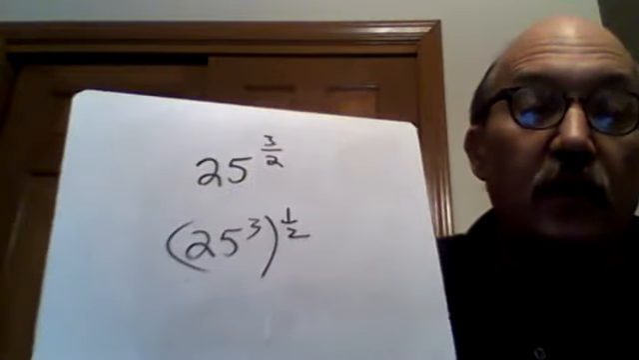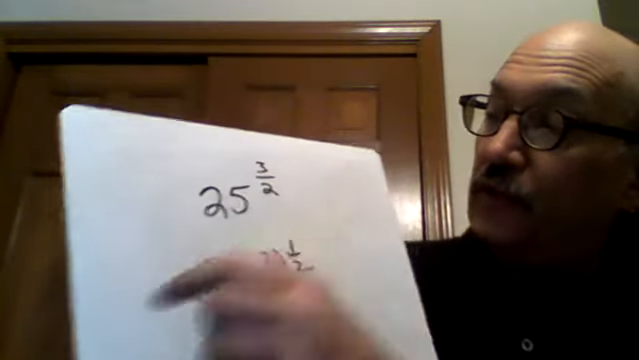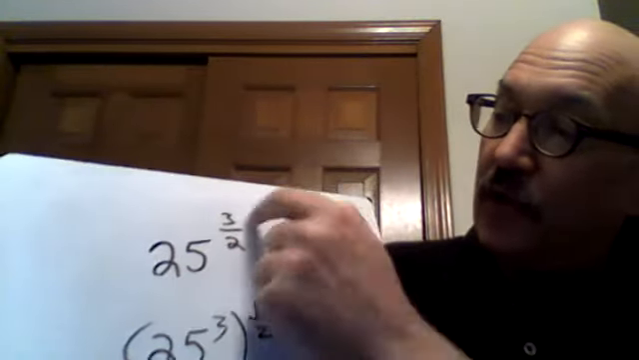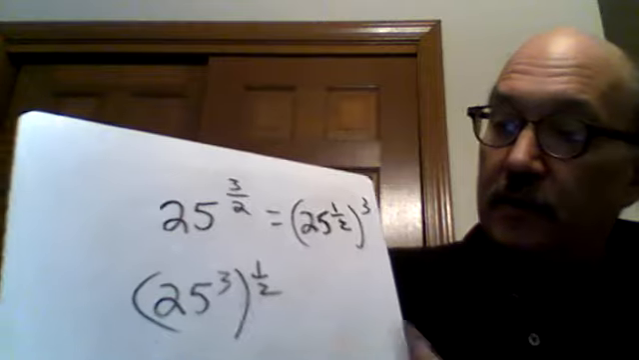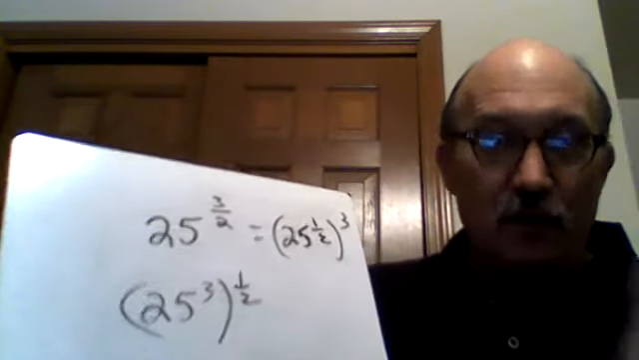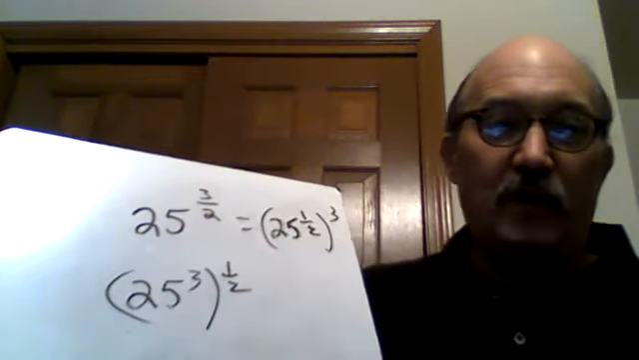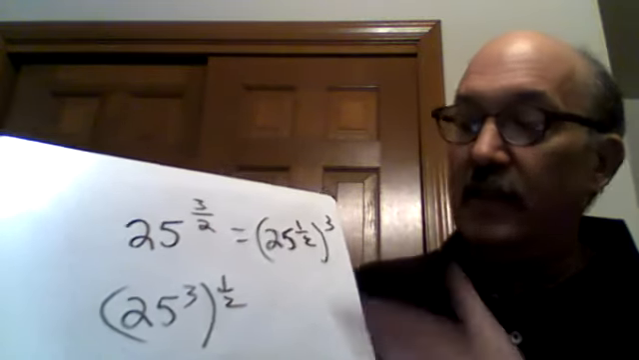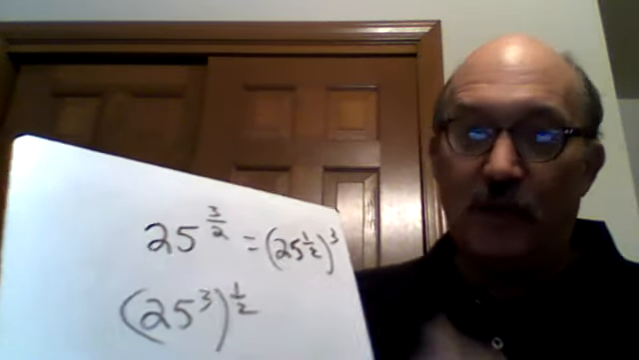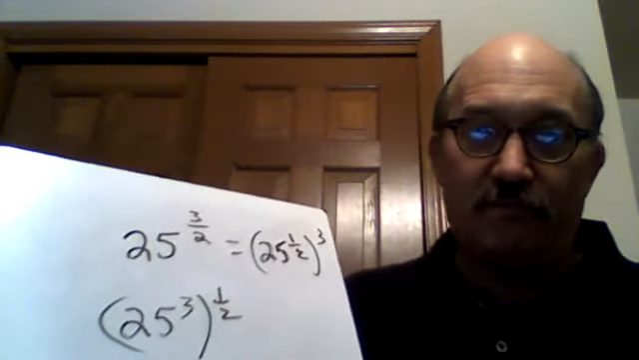Multiplication is commutative, so this is equivalent to what I did earlier. What I did earlier was 25 to the 1/2 raised to the 3. 1/2 times 3 is 3/2, and 3 times 1/2 is 3/2. You see why this is so much more difficult. To evaluate this, you have to do 25 times 25 times 25, and then take the square root of it. Now, I guarantee you this will come out to be 125, just like the other one did.